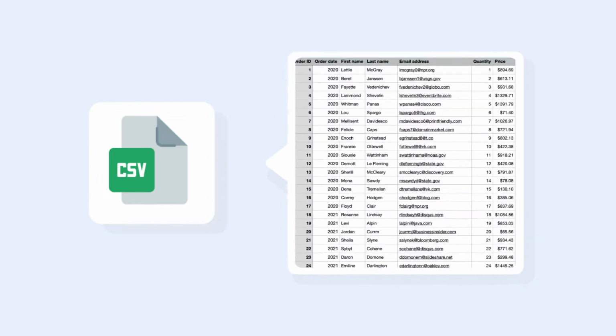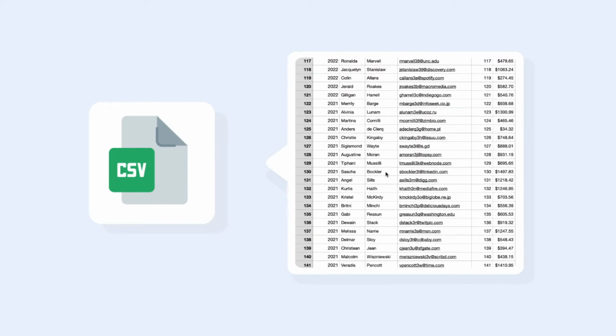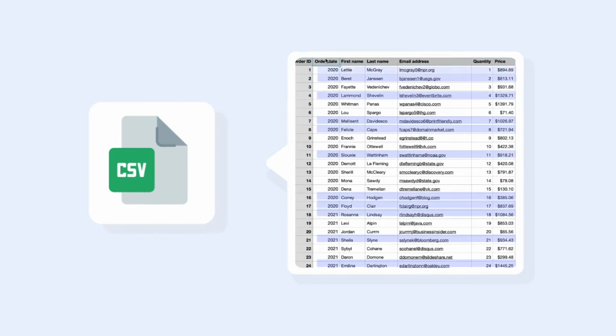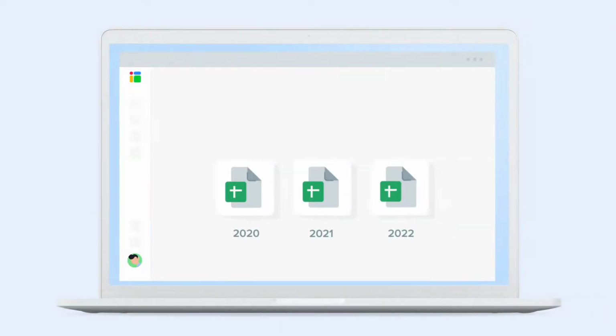Let's say I have a CSV file full of every single customer order that my company had in the last 3 years. The sales team needs all the 2022 data in their personal Google Sheets files in order to analyze the results and create a report. Using the Sheetgo web app, I can split the data within my CSV file to create 3 new Google Sheets files that each contain the 2020, 2021, and 2022 orders. I can then share the spreadsheet with the 2022 order data with my sales team.